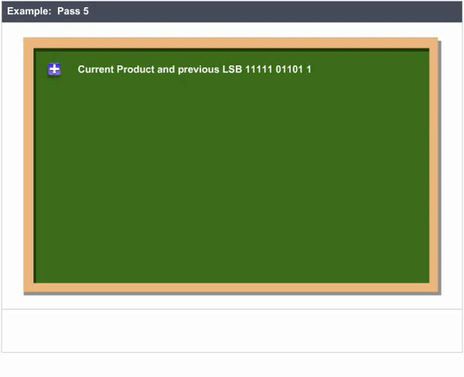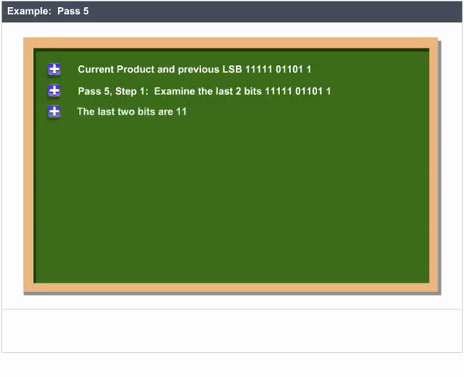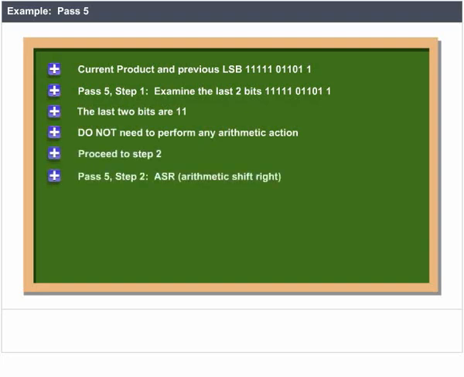Example, Pass 5. Current product and previous LSB: 11111, 01101, 1. Pass 5, Step 1. Examine the last two bits, 11111, 01101. The last two bits are 1 1. Do not need to perform any arithmetic action. Proceed to step 2. Pass 5, step 2, ASR, arithmetic shift right.